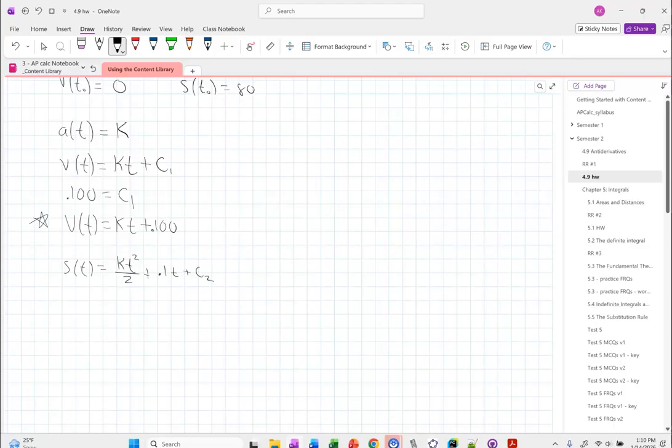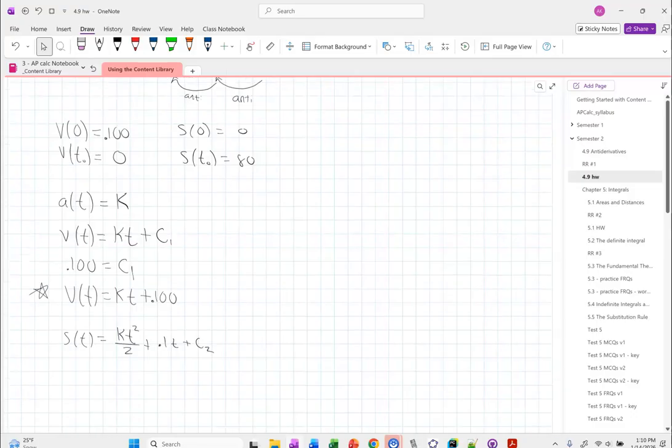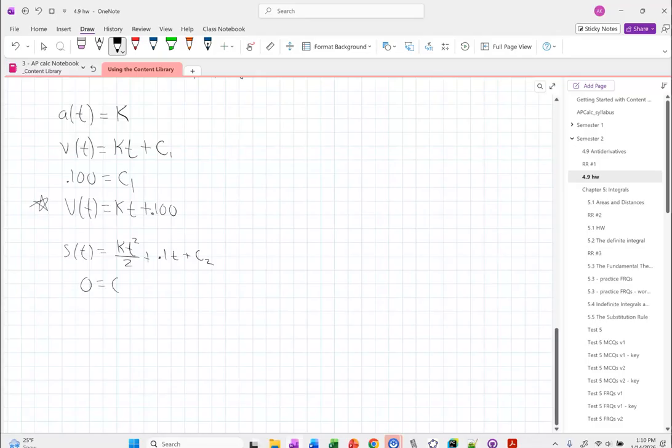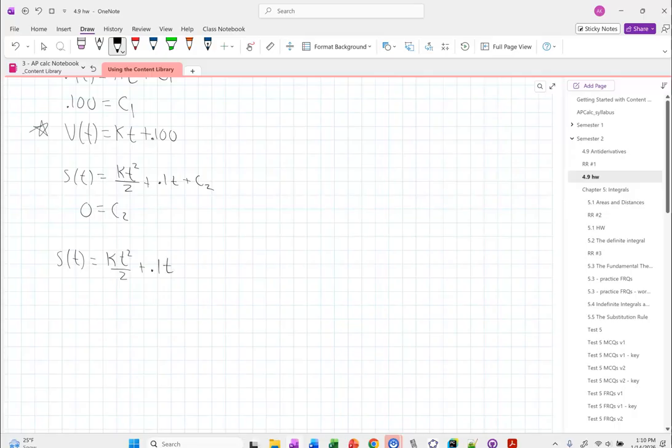So you can say that. I know s of 0 is 0. This is why I made s of 0 the 0 instead of the 80, because what that allows me to say is just that C2 is equal to 0. That cleans up the algebra a little bit for me. Not that it makes a big deal, but any little bit I can get, I'll take. So I got this guy, right?